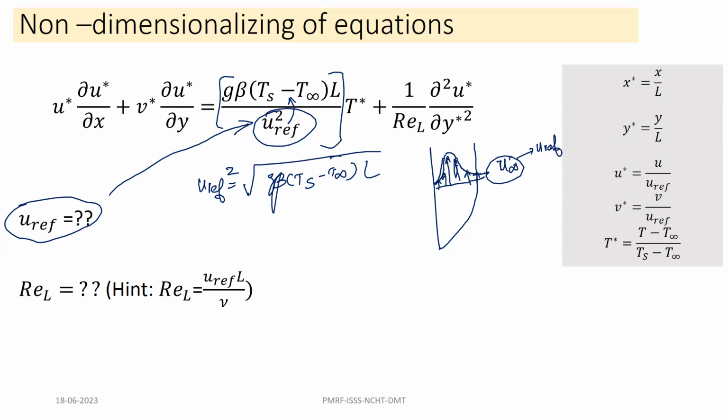So what is that? This is for a particular length scale L. So, okay. The profile is actually different. Okay. So this is the reference velocity, which is used to compare with U infinity in forced convection.